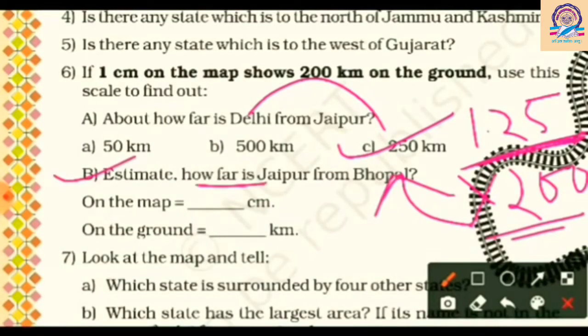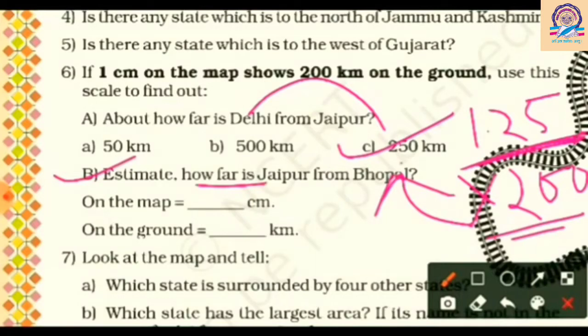Now some students may have a doubt: sir, why have you multiplied by 200? Because as you can see in the question, they have given us 1 centimeter on the map shows 200 kilometer. So if 1 centimeter is equal to 200 kilometer, 1.25 centimeter will be multiplied by 200, and that gives us 250 kilometer. Now it is clear, bacha party?